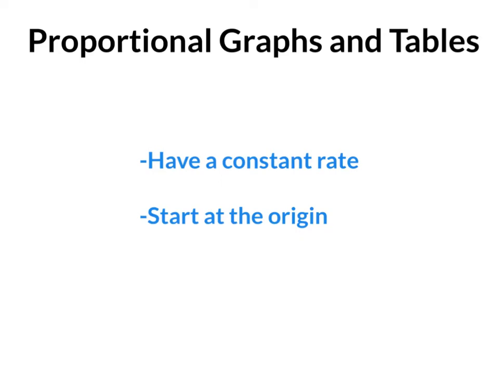In this video, we're going to talk about proportional graphs and tables. There are two things that must be true with a proportional graph and table. They must have a constant rate, and they start at the origin, or in the case of a table, the origin may be included as a point on the table. The origin is where the x-axis and the y-axis intersect, and it is at point (0, 0).